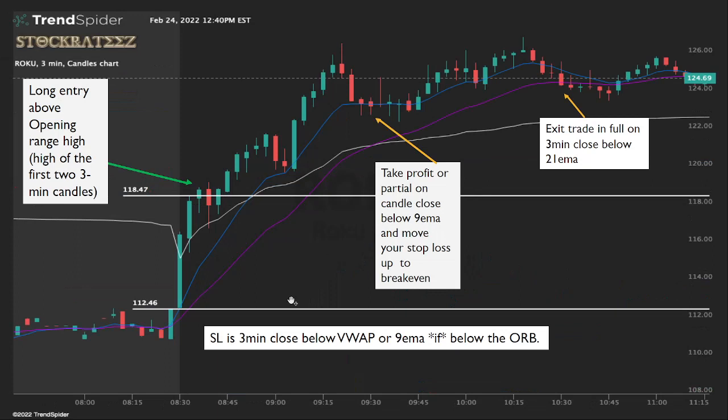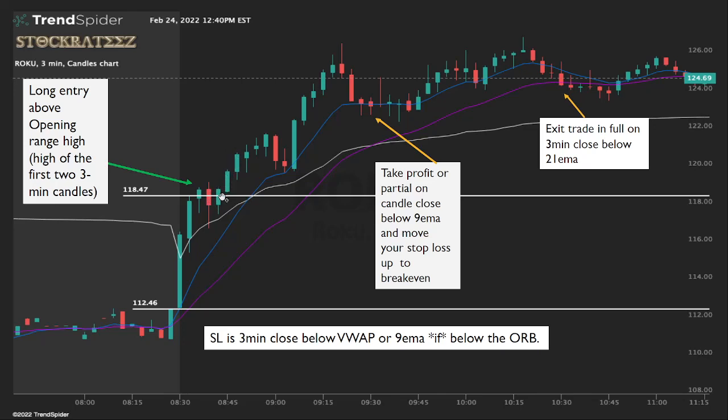So here's an orb to the upside. This is also a 3 minute orb. This is a trade on Roku. So we drew a line at the low of the opening range and we drew a line at the high of the opening range. So price broke through, we had candle confirmation, but then it actually went down and kind of rejected the orb, but it never hit our stop loss, which would have been under the 9 EMA or close under VWAP, maybe somewhere in the range here. Just be sensible about your stop loss.